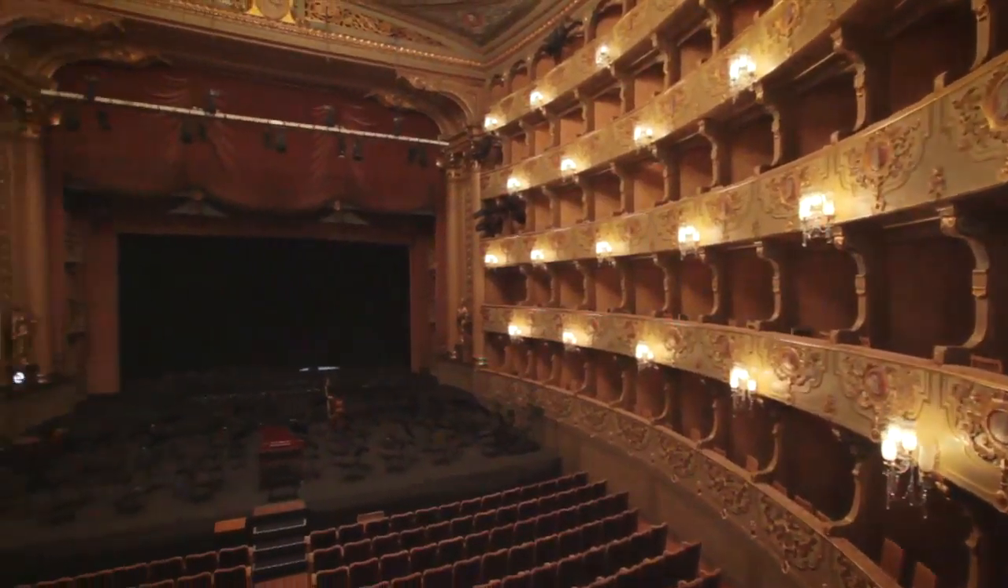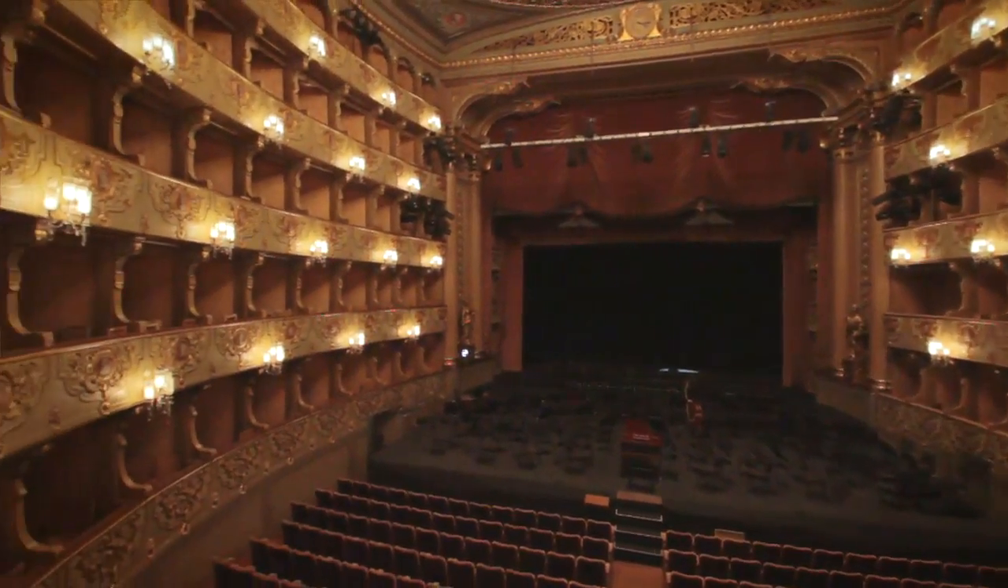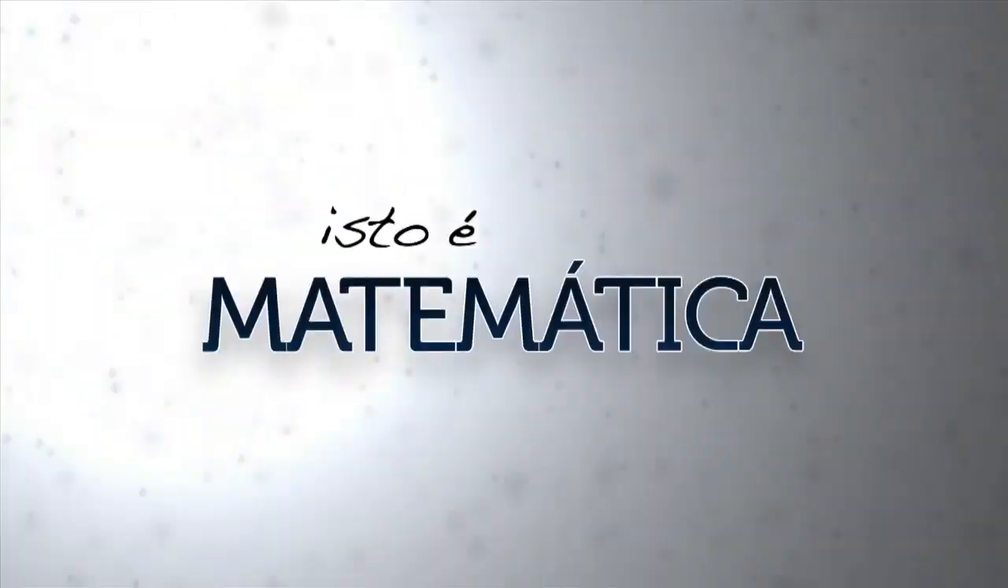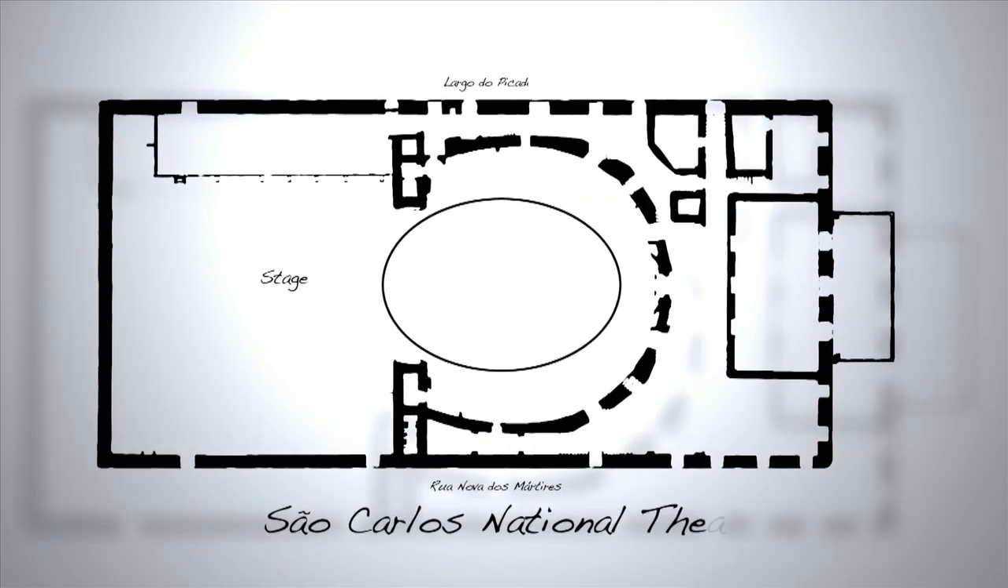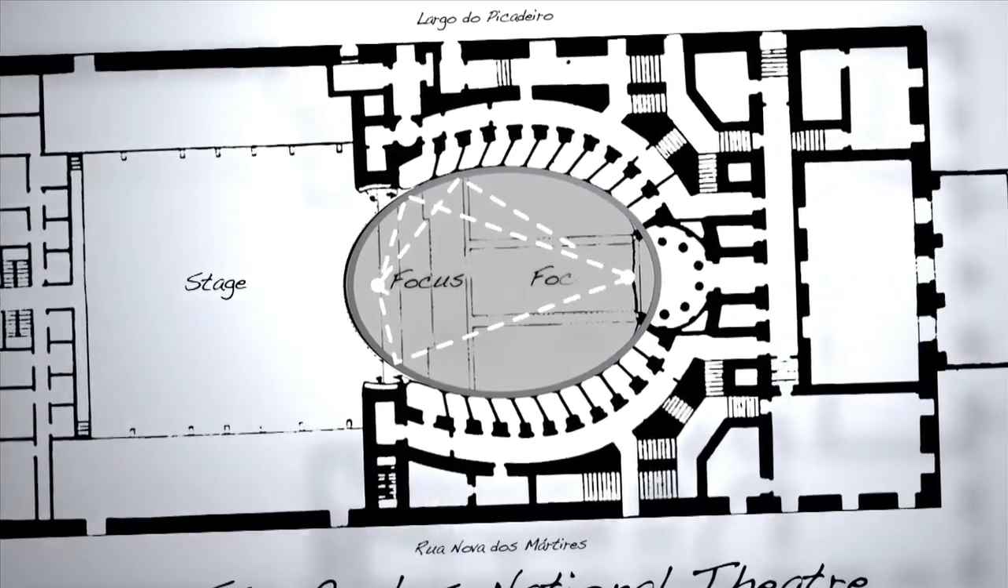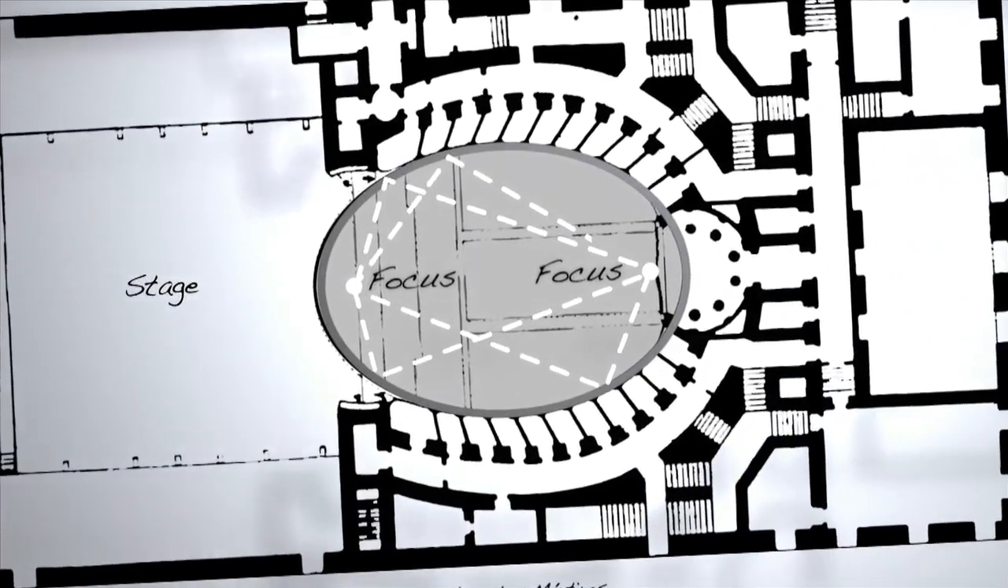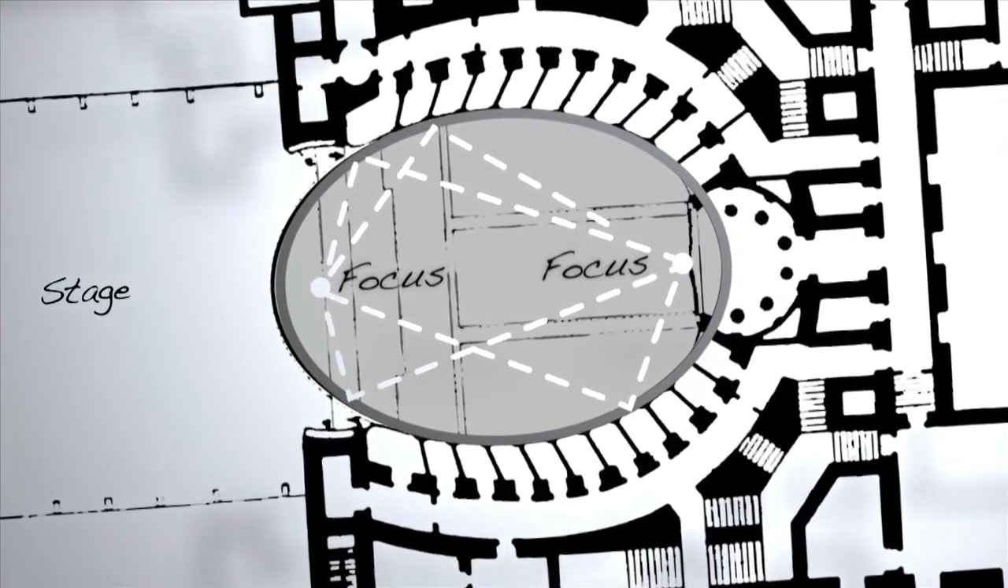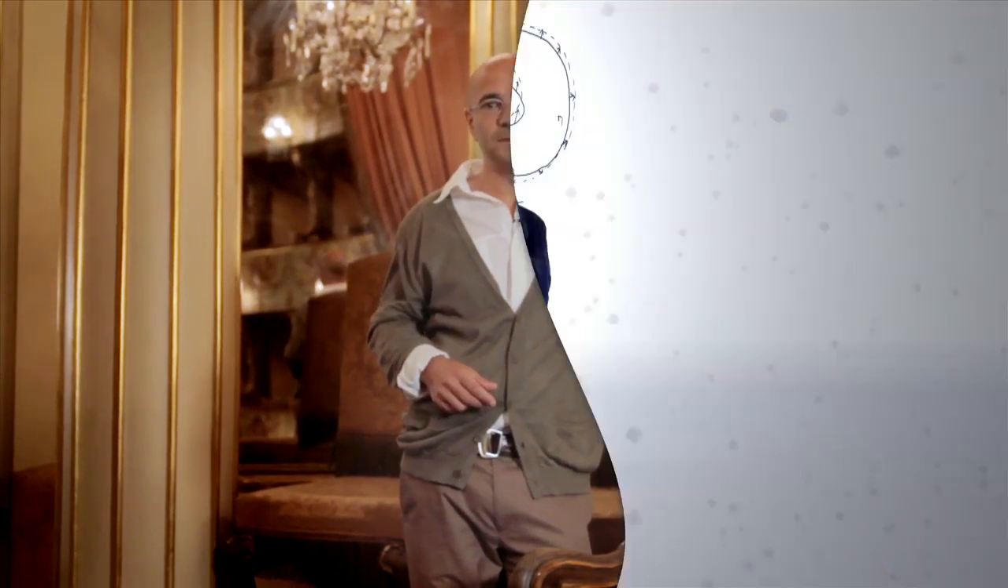A similar phenomenon occurs at the San Carlos National Theatre, but with sound. This auditorium is elliptical-shaped. One focus is placed on stage, and the other one is close to the royal balcony. Thus, the sound on stage is reflected in theatre walls towards the other focus, the ears of the king. Of course, in a democracy, it makes no sense to build a whole theatre centered on only one person.